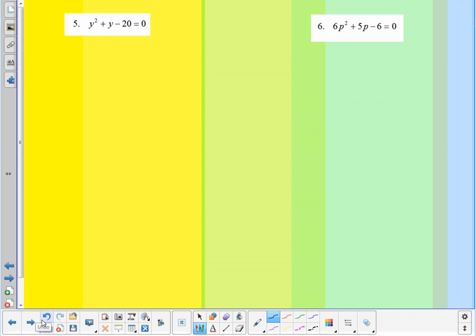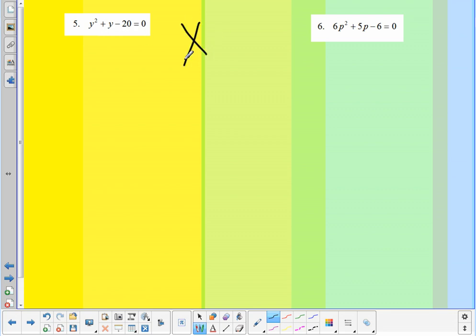Now, let's take a look at number 5. Number 5 is a little bit different, only because it's a trinomial that hasn't been factored yet. 1 through 4 were already factored, but in number 5, I'm not factored yet, so I have to do that first.